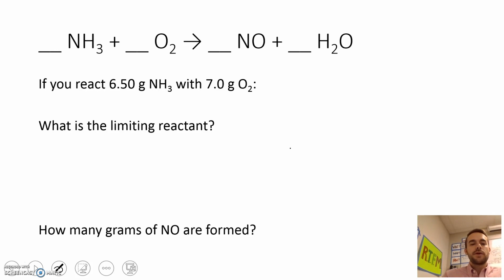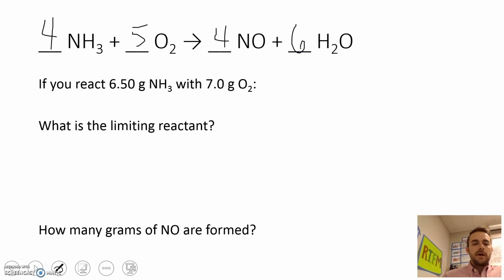Okay, here's another reaction. This is where you take ammonia and combust it. And here we go. If you have 6.5 grams of ammonia with 7 grams of oxygen gas, what's the limiting reactant? And then finally, how many grams of NO are formed? So our first step always is to balance. I'm going to balance this really quickly. You can pause the video and practice balancing yourself. This will be the way that it works.